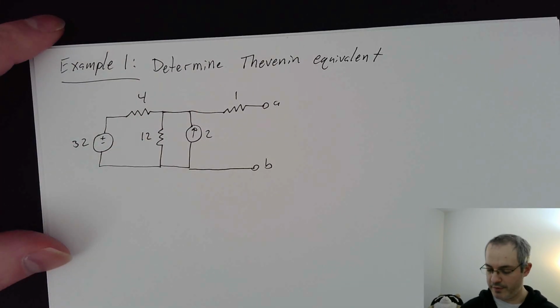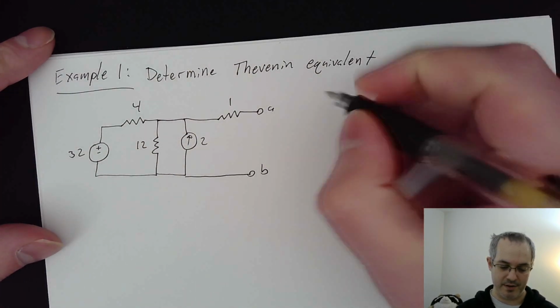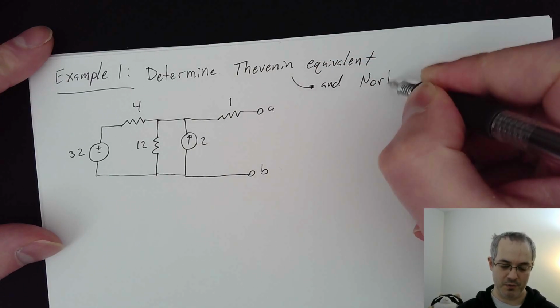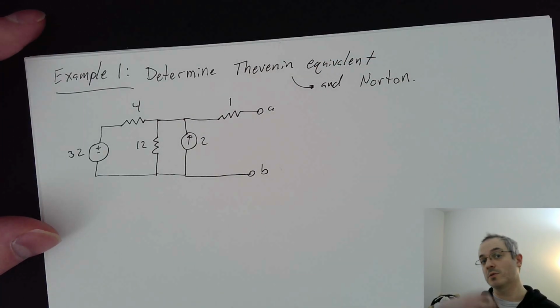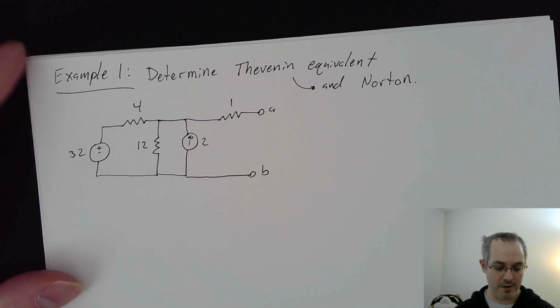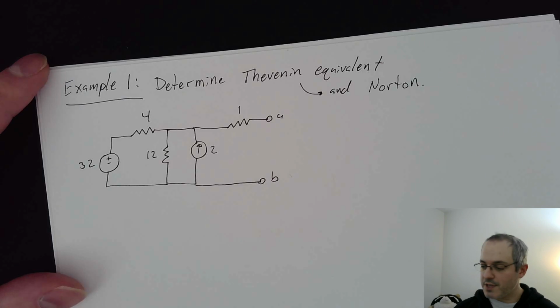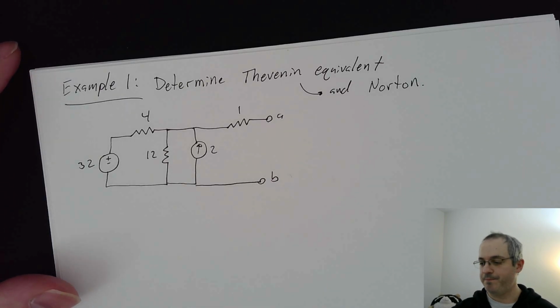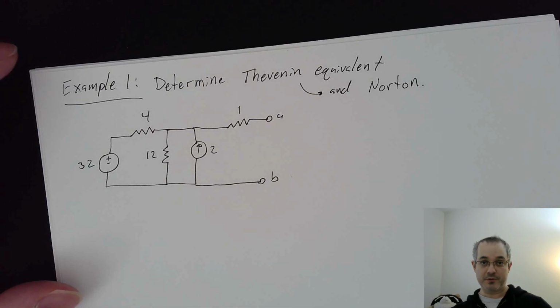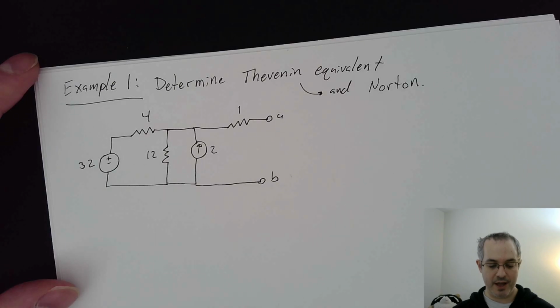Determining the Thevenin equivalent, and I might even add on here Norton as well, because as we know, through source transformation, once you have the Thevenin, you can get the Norton for free. So there's lots of different ways that you can approach this problem, this specific circuit. And so I'm going to try to show you several different ones. I am by no means showing you all of the different ways that you can do it. We're just going to have a look at some of the ways.